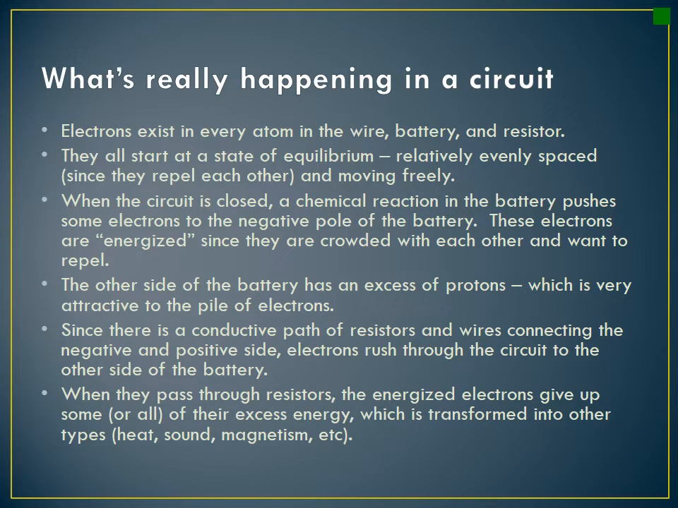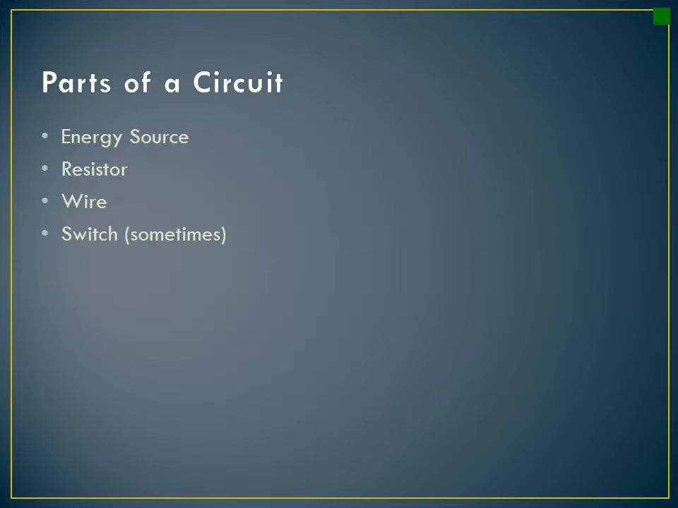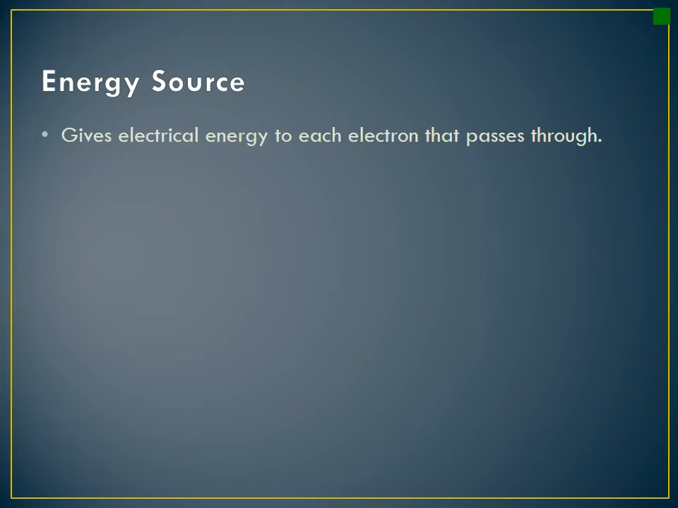And now we get to the next part. The parts of a circuit. The four fundamental parts of a circuit are the energy source, the resistor, the wire, and the switch. We're going to talk about each one of those now. The first one we're going to talk about is the energy source. So this is where you sort of plug the circuit in. This gives electrical energy and force to push the electrons through the circuit, and they also pass through the energy source.